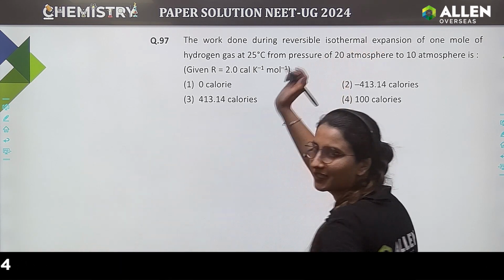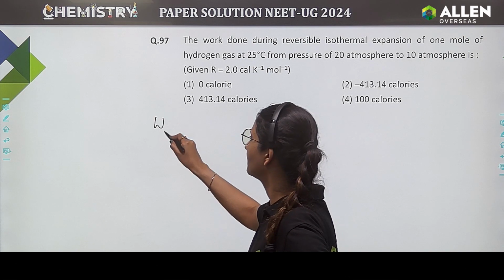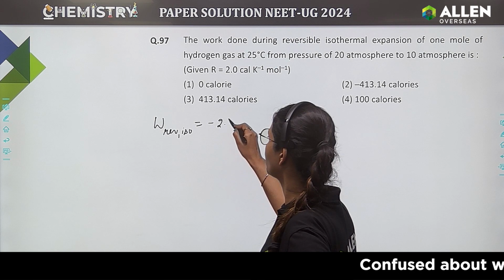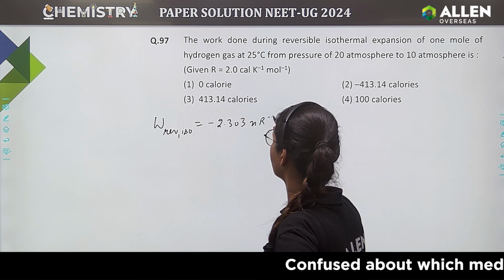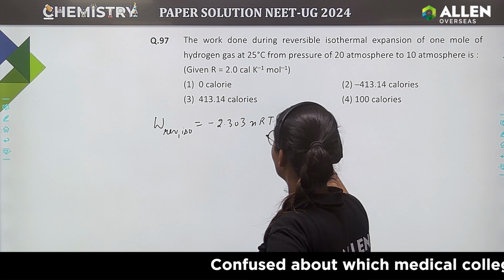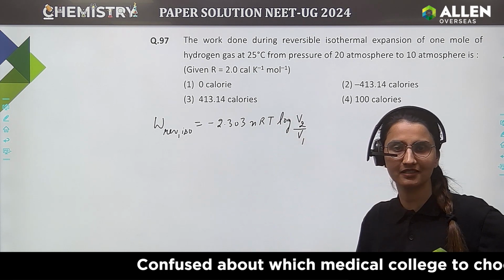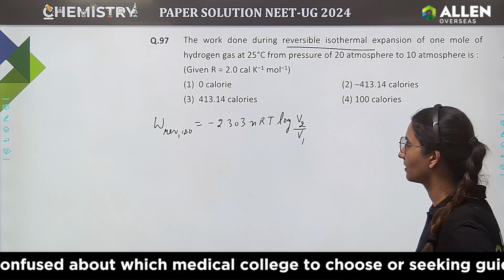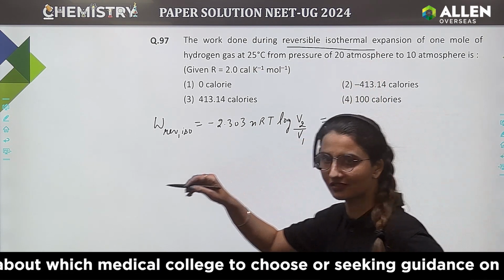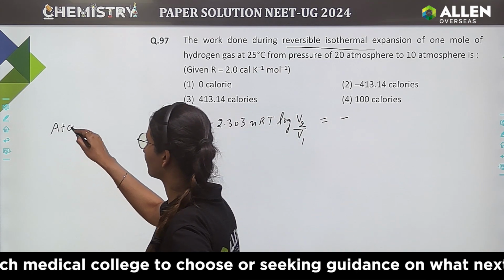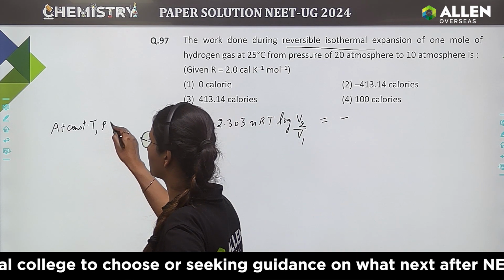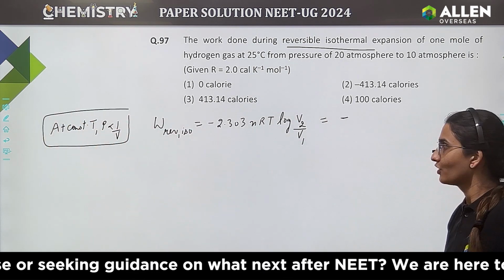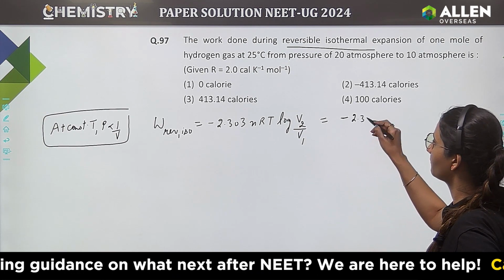So students, this is a direct formula. When work is done in a reversible isothermal process, it is minus 2.303 nRT log of V2 by V1. After integrating, we get a direct formula. When to use this formula? When the words reversible and isothermal are given. Also, you know, students, at constant temperature, P is inversely proportional to V. PV is constant. So instead of V, I can write the formula in terms of pressure also.